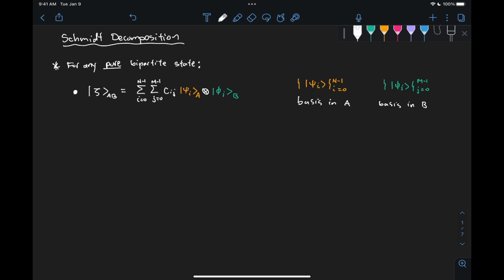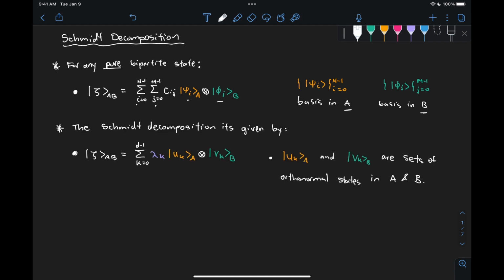We said that any pure bipartite state can always be represented in its canonical form, right? Where we have some basis psi sub i on subsystem A and a basis phi sub j on subsystem B. And we can represent that state as the sum over all of the basis states of both systems. So we're summing over j and i with some complex coefficients C_ij.